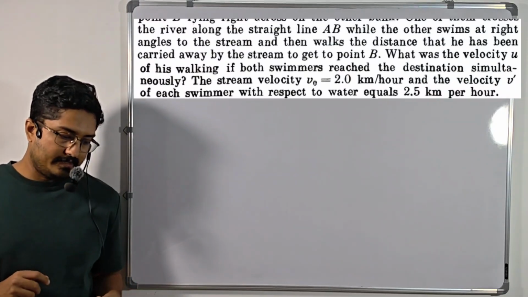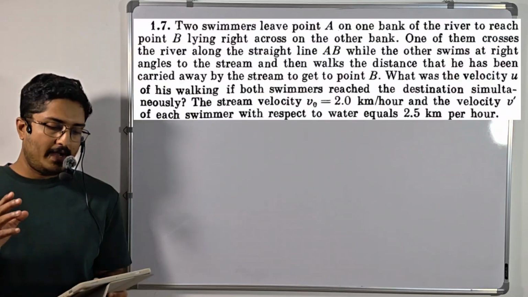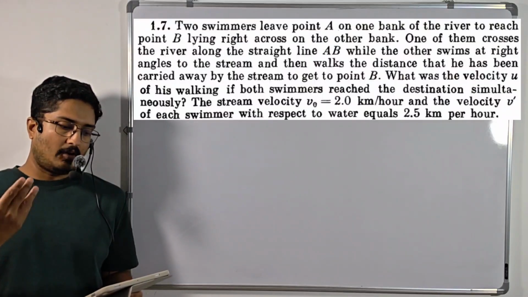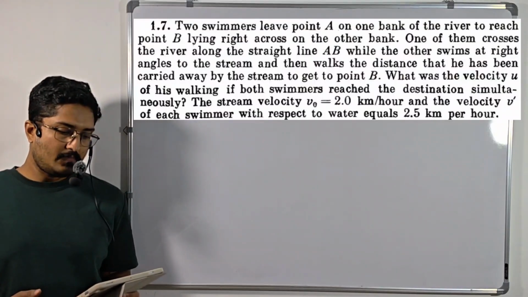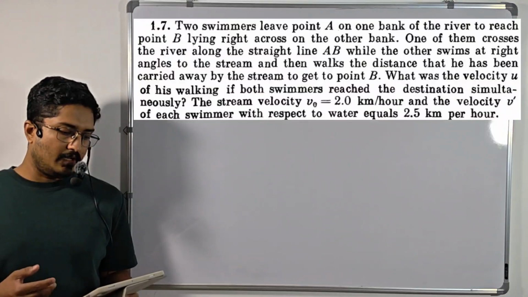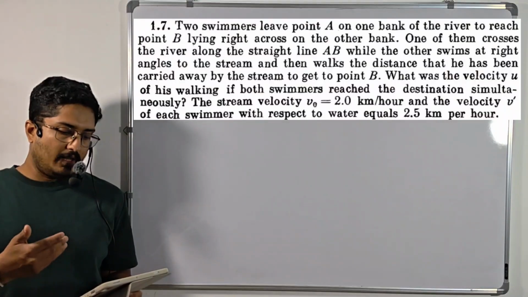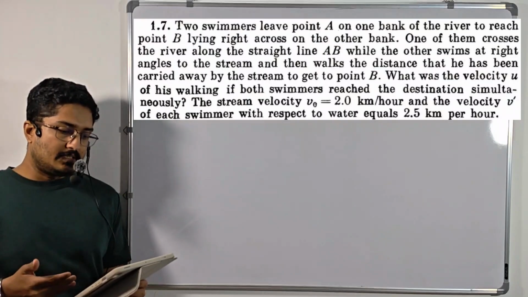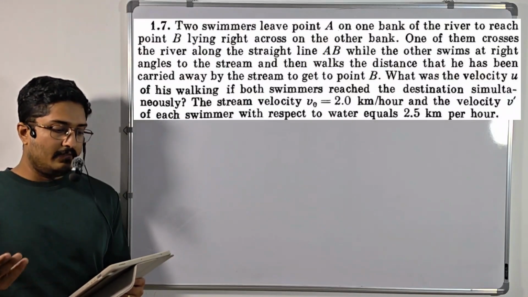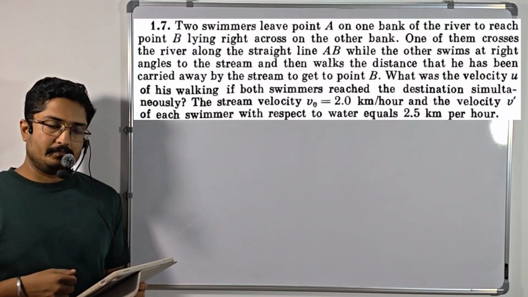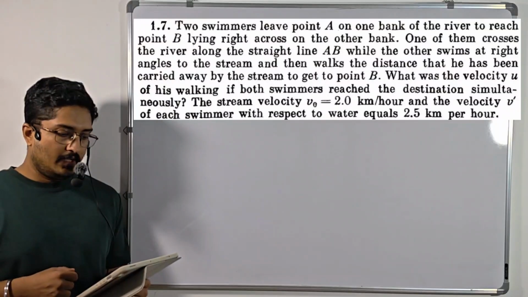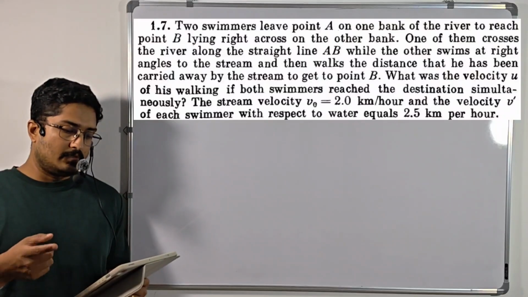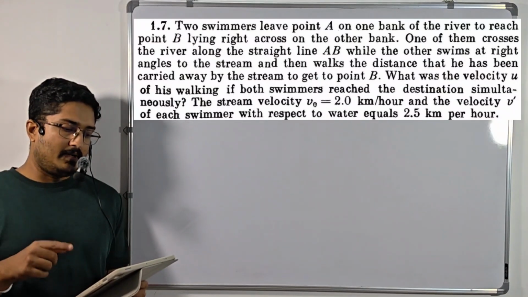Let's read the question. It says two swimmers leave point A on one bank of the river to reach the point B lying right across on the other bank. One of them crosses the river along the straight line AB, while the other swims at right angles to the stream and then walks the distance that he has been carried away by the stream to the point B. Okay, so two different cases. Then, what was the velocity u of his walking if both the swimmers reach the destination simultaneously?